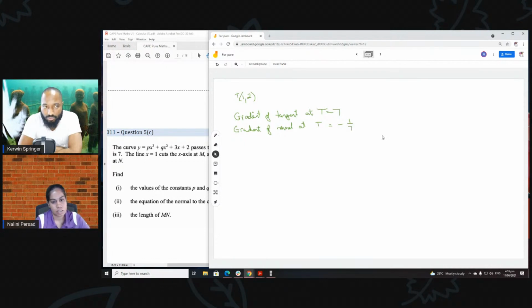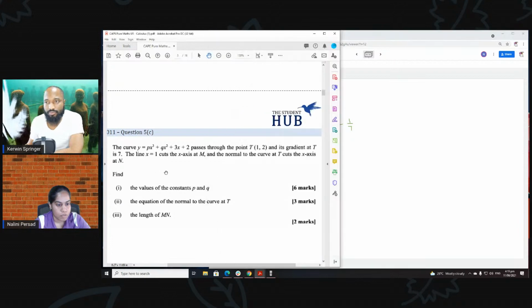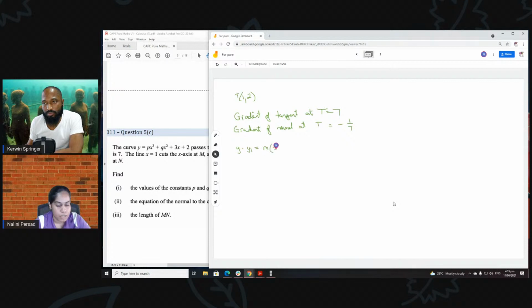So when we're finding the equation for the normal, it's the equation of a straight line, so it's of the form y = mx + c. So we have the value of m. We can use the point 1, 2 and substitute it into the equation. So we have y minus y1 is equal to m by x minus x1. So using the point 1, 2: y minus 2 equals, the gradient is -1/7, x minus 1.